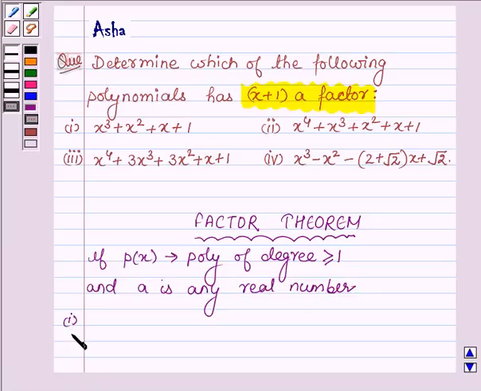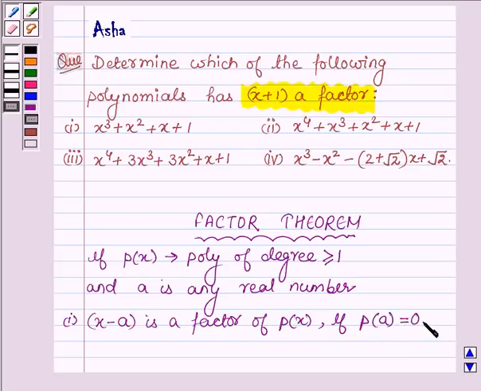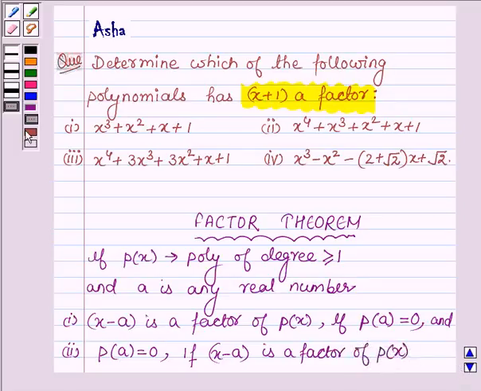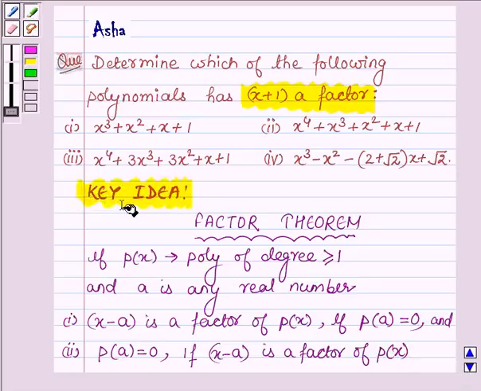then first, x minus a is a factor of P(x) if P(a) is equal to 0, and second, P(a) is equal to 0 if x minus a is a factor of P(x). So this theorem is our key idea that we will be using in this problem to check whether x plus 1 is a factor of given polynomials or not.